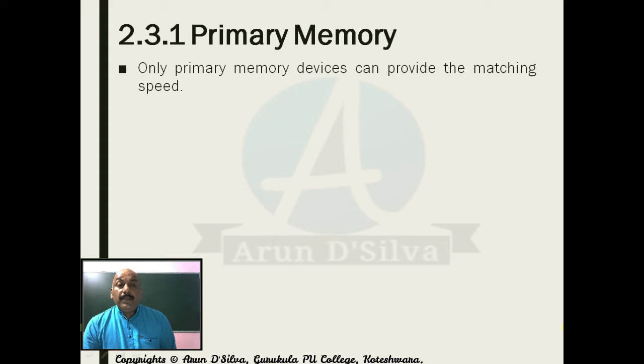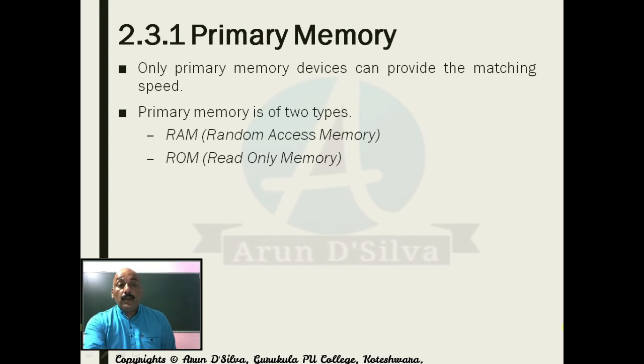Moving forward, let me give you still more information about primary memory. Only primary memory devices can provide matching speed to the CPU, and this is mainly categorized into two types. The first one is RAM, and the second one is ROM. RAM means random access memory, and ROM means read only memory. In a simpler way, the RAM you can change frequently, whereas ROM has fixed data. It will not change.